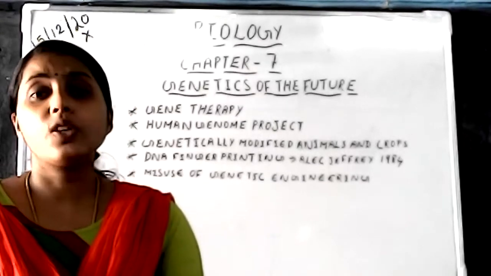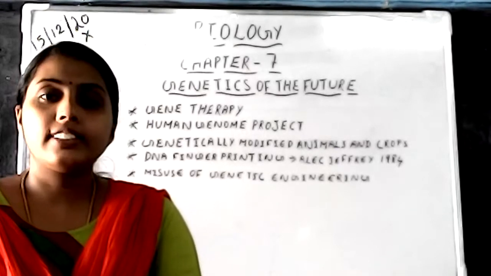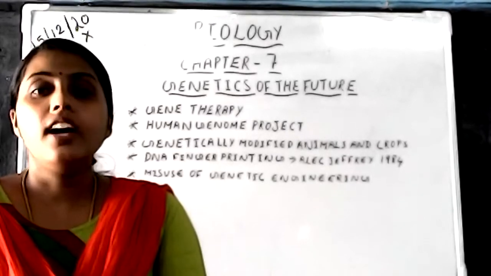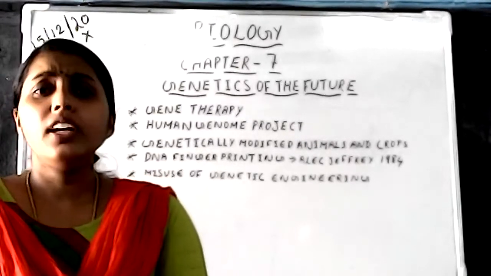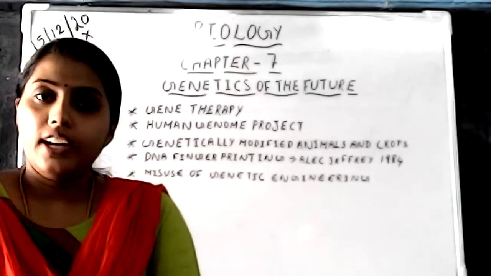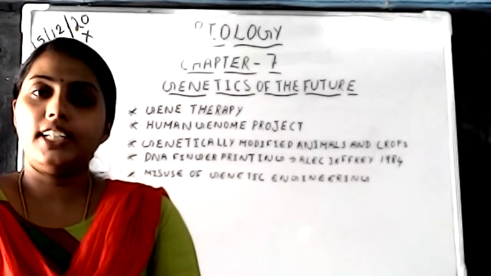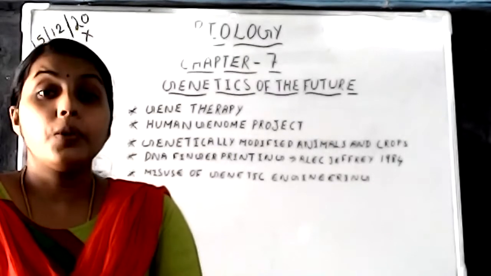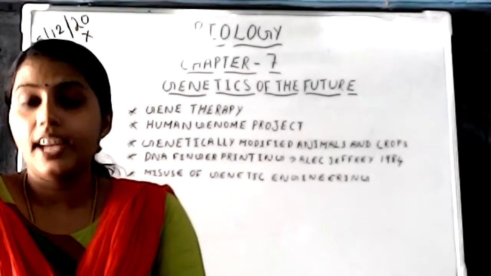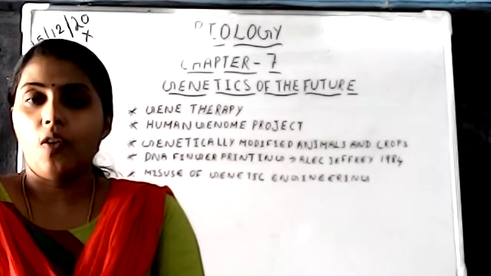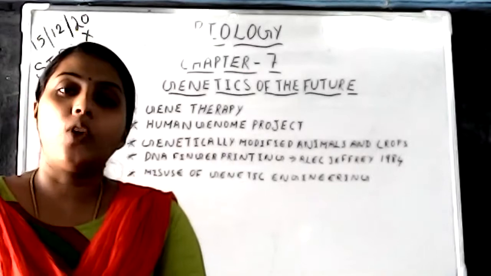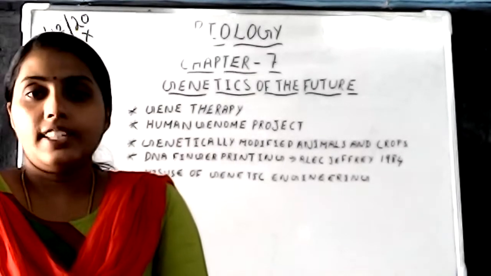Is it clear for you? So variation means the characters present in the offspring that are different from their parents. Then we have studied about genetic engineering. With the help of genetic engineering, we can produce an organism with the desirable trait. We can change the character of an organism by changing the genetic constitution of that organism.